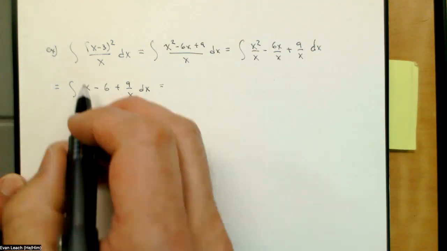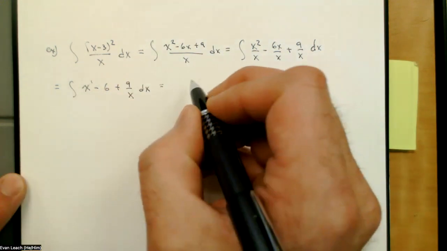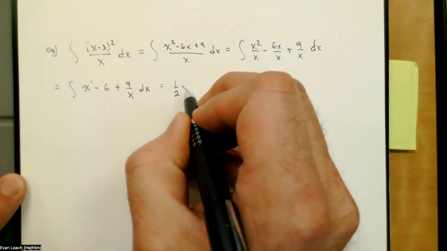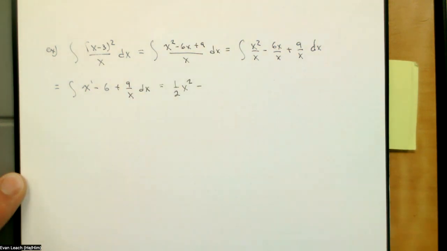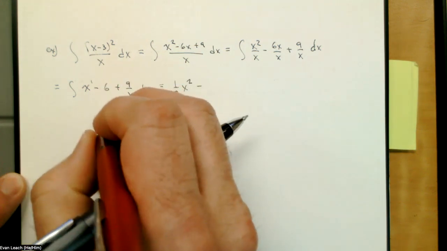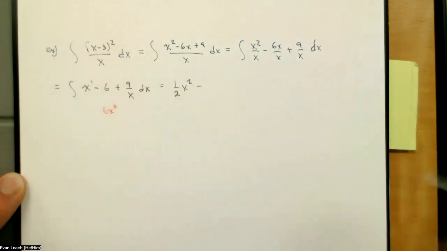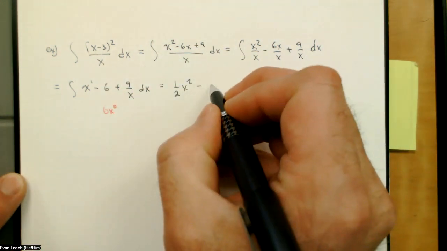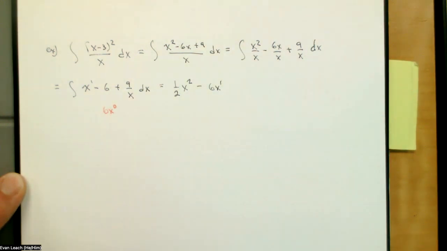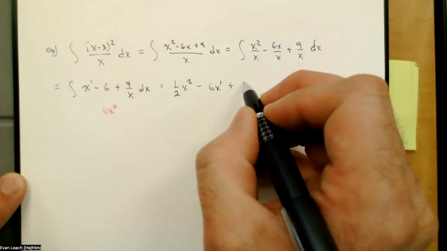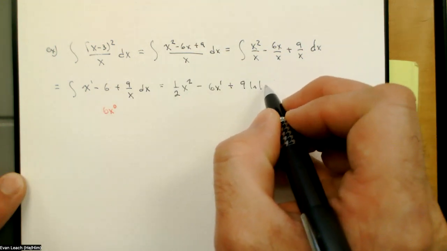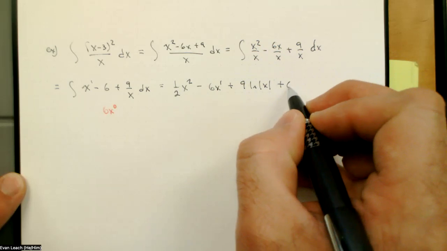Now I'm actually ready to integrate. The integral of x to the 1 power is 1/2 x to the 2 power. The integral of 6, I'm thinking of this 6 as 6x to the 0 power. We add 1 to the exponent and divide by the new exponent. And the integral of 9 over x is 9 times the natural log of the absolute value of x.